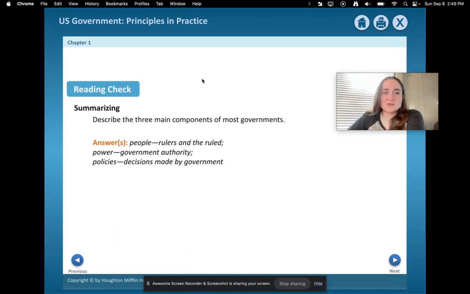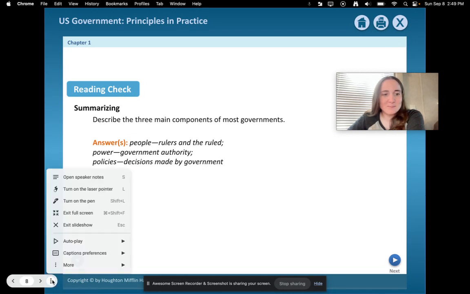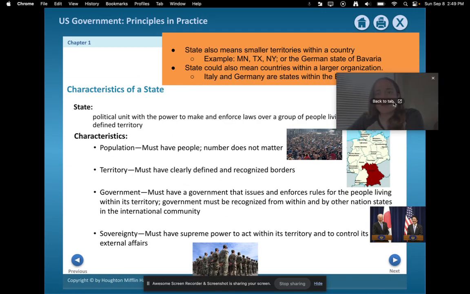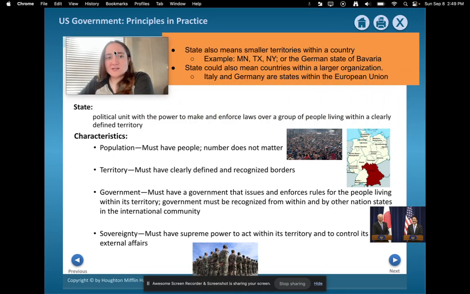All right. So describe the three main components of most governments. Again, people. So those are the rulers and the ruled, power, which is government authority, and policies, which is decisions made by the government.